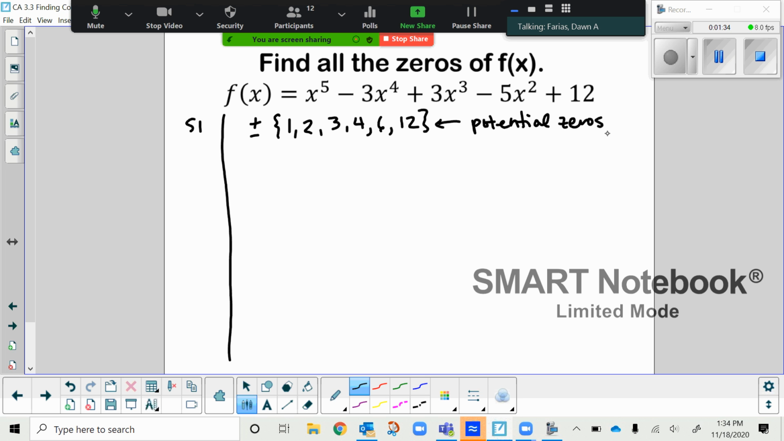How many total is there? Looks like 6, but not 6. It's 12, right? Because we have the plus versions and the minus versions, okay? All right, so there's step 1. We just listed all the possible zeros. Read step 2 to yourself, please.